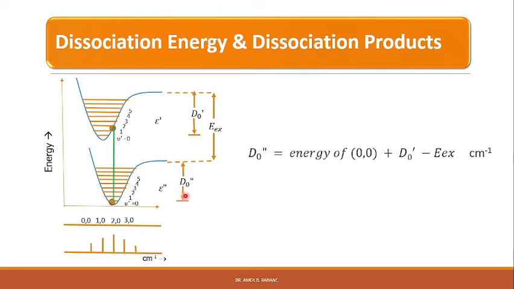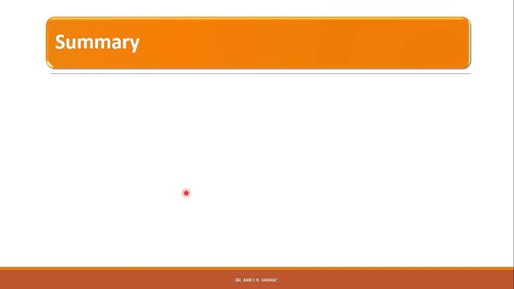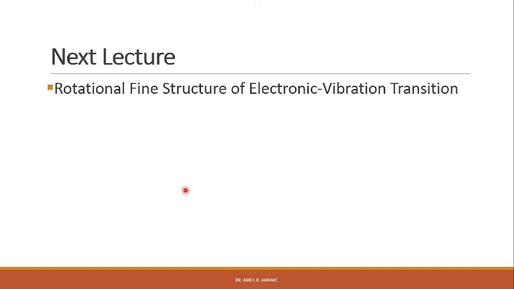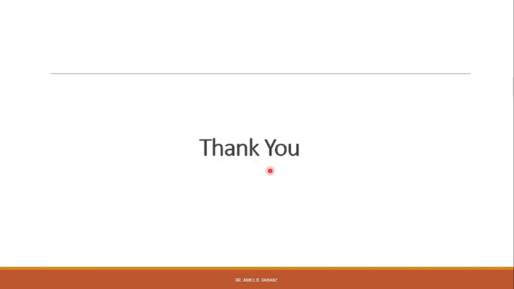So in summary, we have studied what is meant by dissociation and dissociation energy. We have also studied the dissociation products, that means the separate atoms. We have deduced the equation to calculate the dissociation energy of the ground state. In the next lecture we will study the rotational fine structure of electronic vibrational transitions. Thank you.